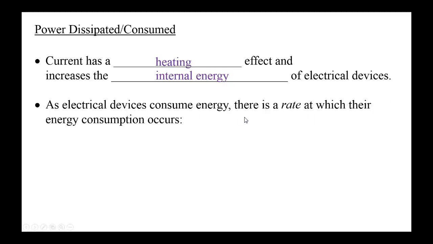As those devices consume energy, there is some rate at which the energy consumption occurs. Some devices consume energy really quickly, and others not so fast. The equation for power tells us how quickly energy is used up. The delta T down here tells us that power is a rate, specifically the rate at which energy is transformed into heat or internal energy.